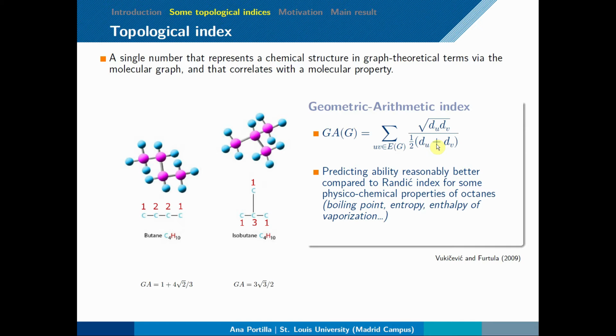As I was saying, the predicting ability for the geometric arithmetic index is reasonably better compared to the Randić index for some physico-chemical properties of octanes, like the boiling point, the entropy, the enthalpy of vaporization.